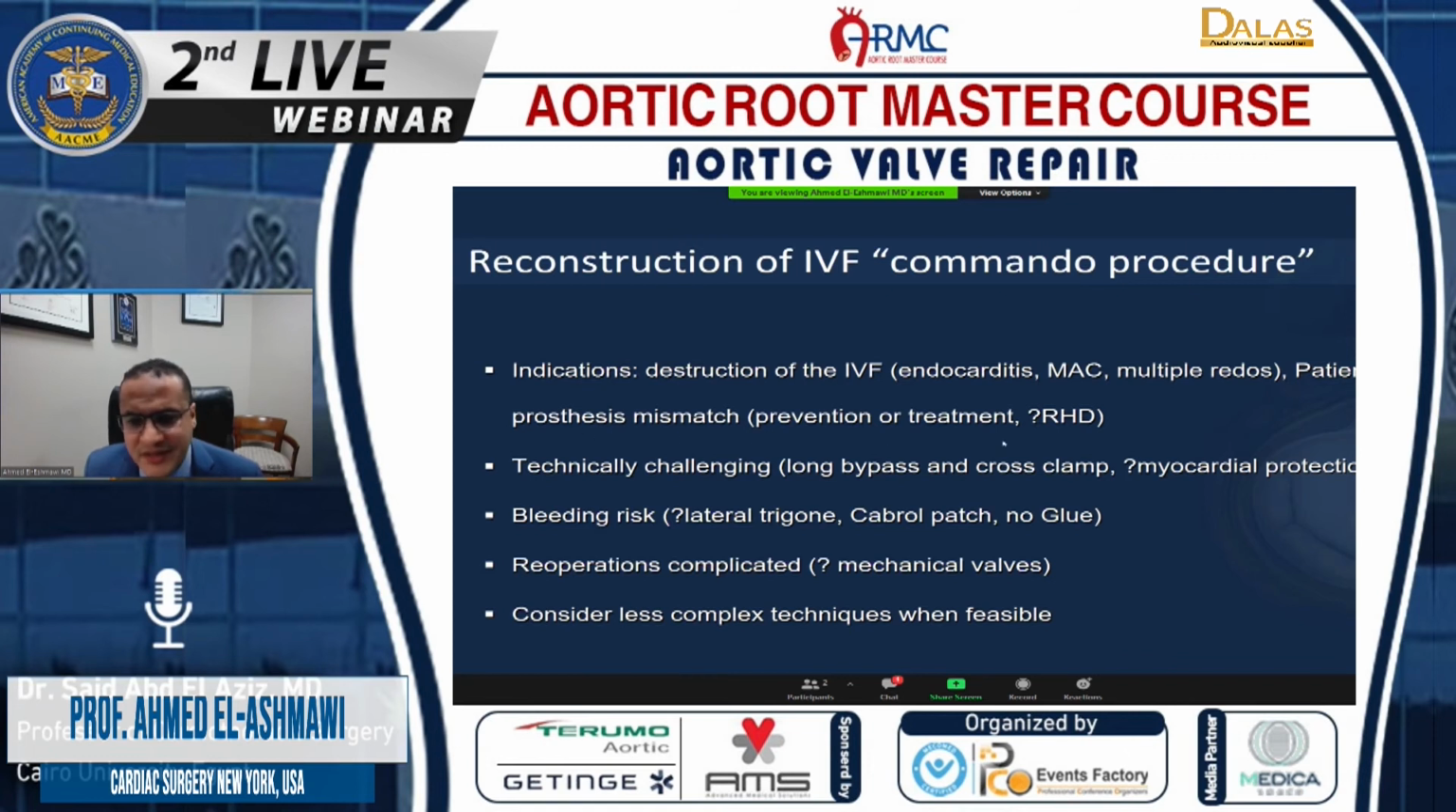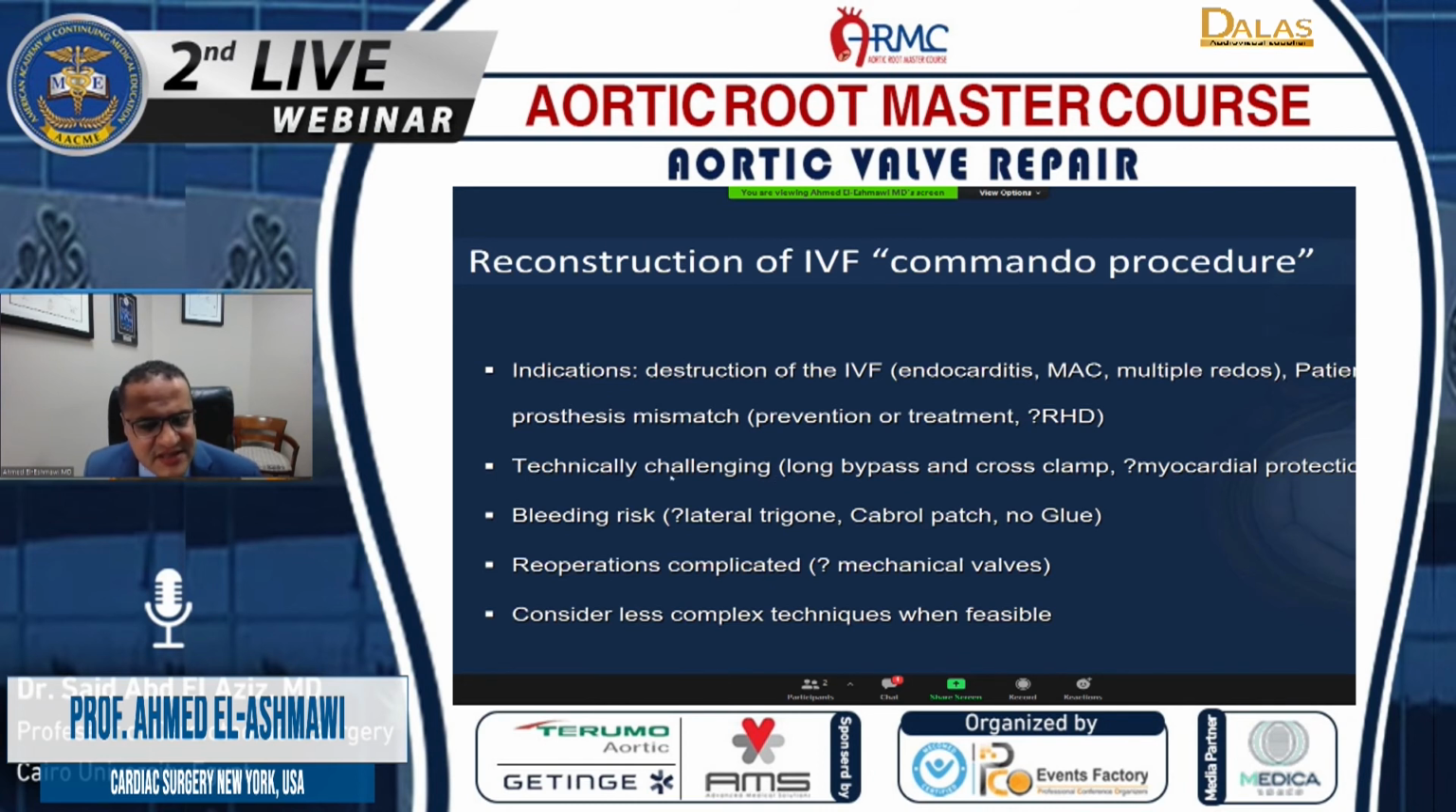And as we know, by definition, this is a simultaneous enlargement of the mitral and the aortic annulus. So you can do it to prevent or treat patient-prosthesis mismatch. As we know, we do a lot of double valve replacement in Egypt for rheumatic heart disease, and those patients tend to have a small contracted aortic and mitral annulus. So that can be an alternative for these cases.